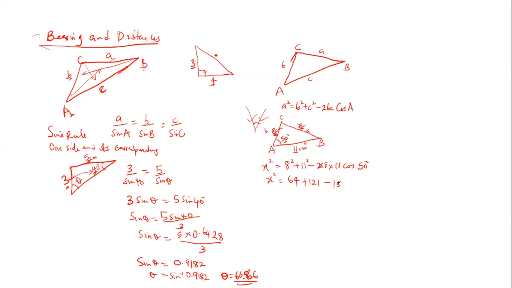That's 176 multiplied by cos 50. What is cos 50? So if you go to your calculator, cos 50 degrees is equal to 0.6428. So multiply it by 176.